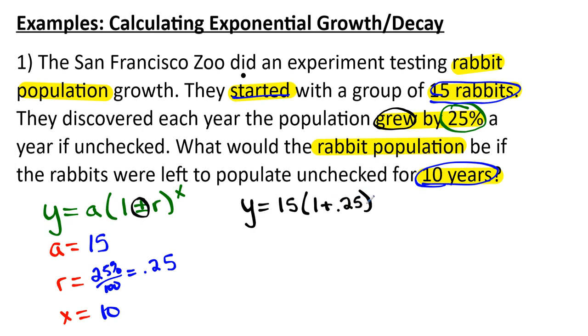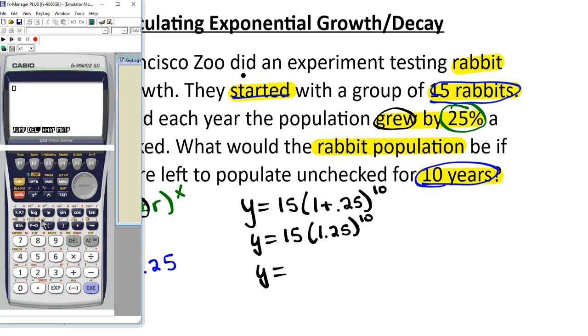0.25 for our r, and we're going to raise that to the 10th power. We can rewrite this as y equals 15 times 1.25, because we can simplify the inside, to the 10th power. So let's see, how many rabbits will there be after 10 years? We're going to get our calculator out and plug this in. 15, and I would be doing this with me if I were you.